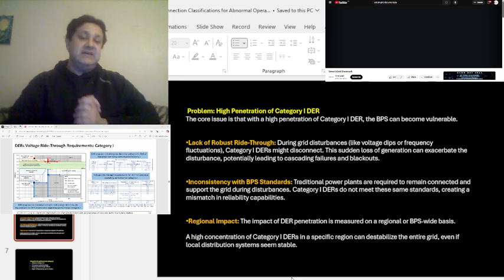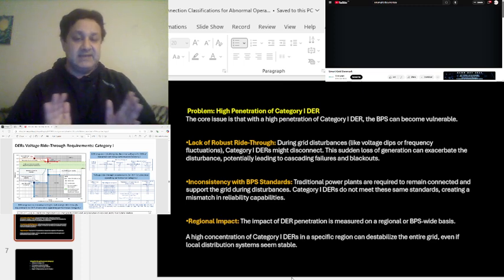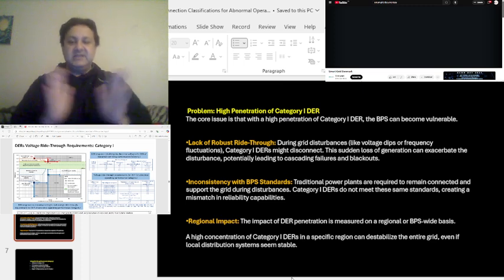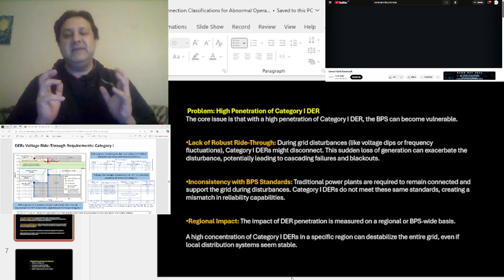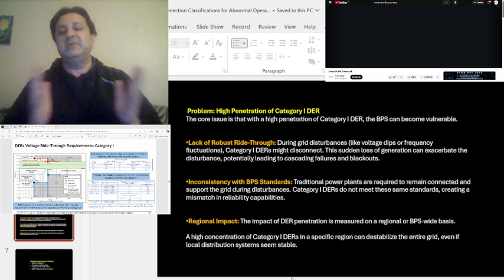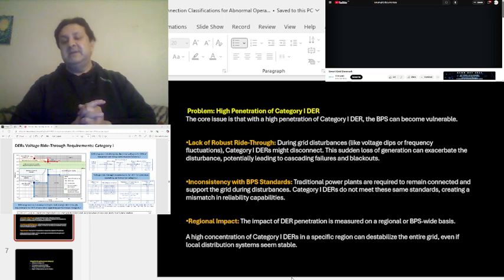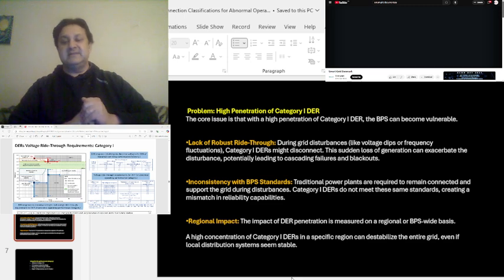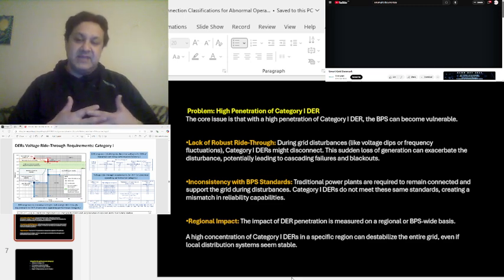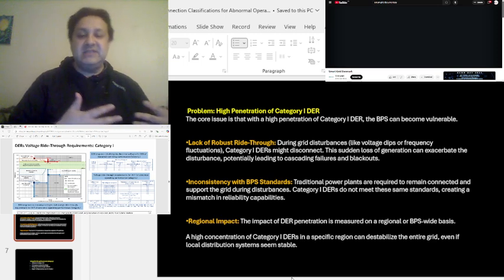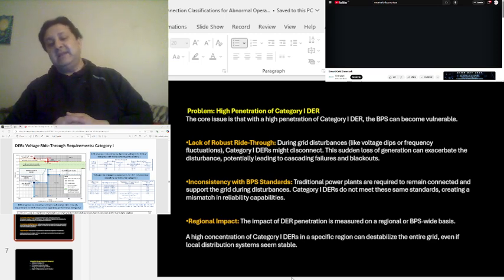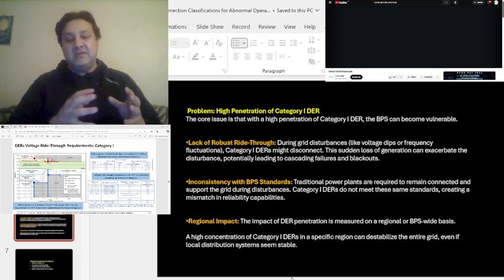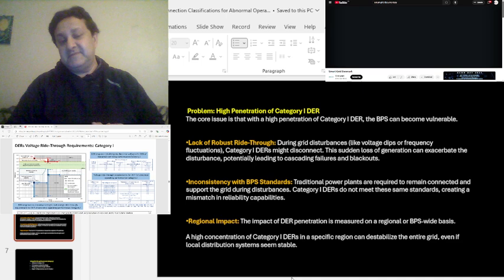Another issue is the inconsistency with BPS standards, because traditional power plants are required to remain connected and support the grid during disturbances. Category 1 DER do not meet these same standards. This is what is happening: it is creating a mismatch in reliability capabilities because of these inconsistencies with BPS standards.